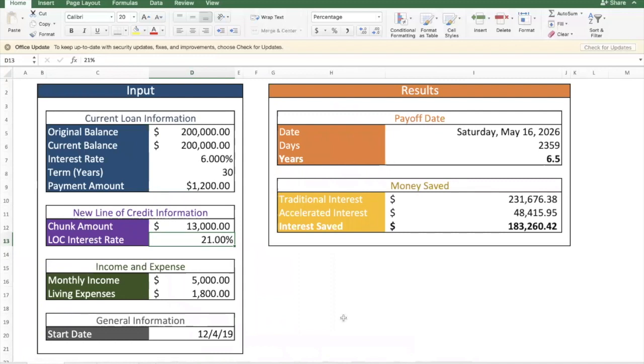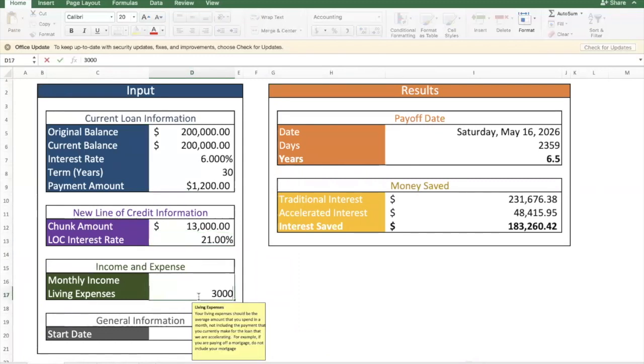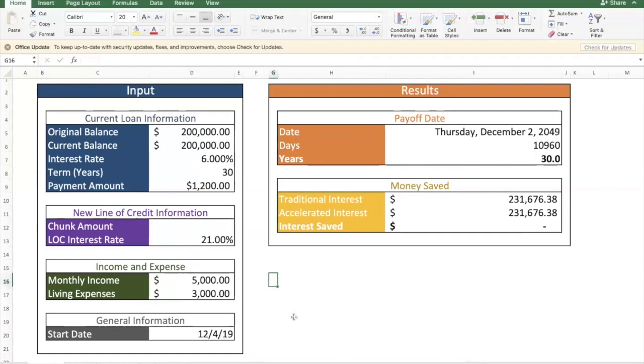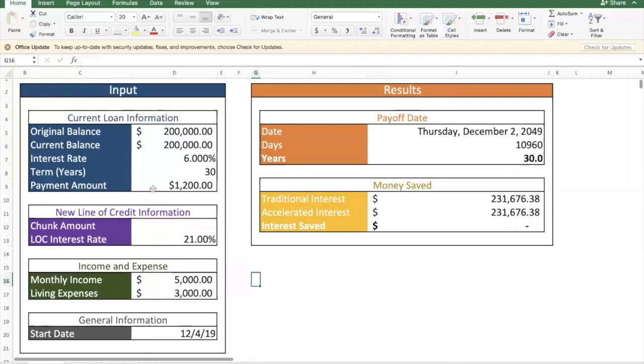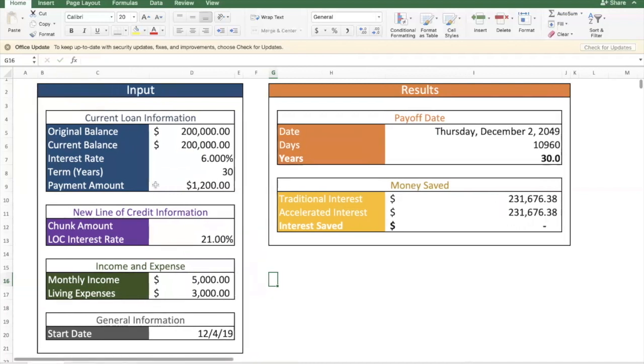Now this scenario is with $2,000 worth of cash flow. What I want to quickly share with you is a more typical scenario, somebody who doesn't have that much cash flow. So I'm going to change the expenses to $3,000. This is a more realistic scenario where somebody is making $5,000, spending $3,000, and then has a mortgage of $1,200. So they have about $800 worth of discretionary funds or cash flow.